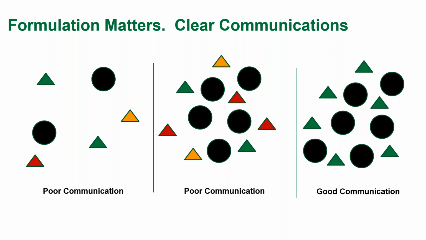In the middle picture, the spores are in good proximity to each other. However, there are too many conflicting signals, and the colony cannot act as a whole to either grow or protect itself. Therefore, the formulation of your biological fungicide really matters.